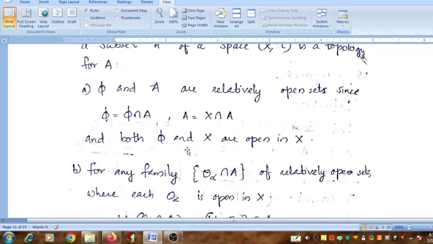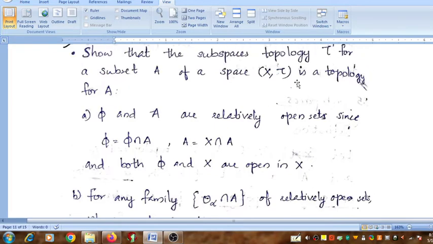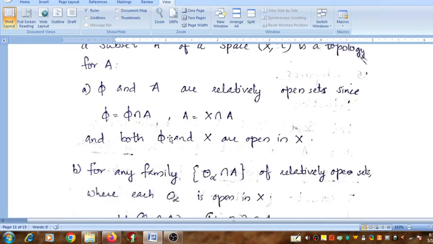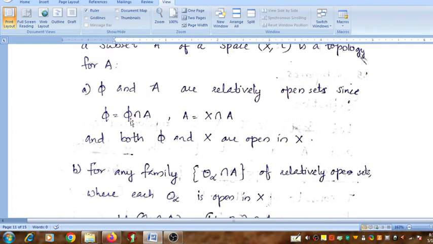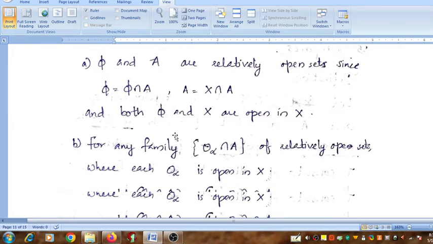Okay, and only after verifying that tau prime is a topology, and see, we are only in the first step, only after completing that verification can we say that phi and A act as open sets. But we can now accept phi and A as members of tau prime.